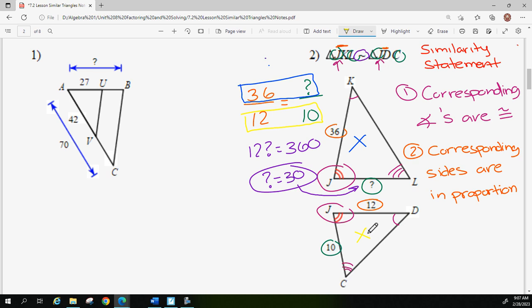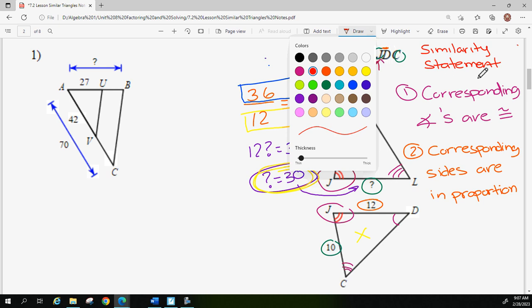It's potentially that you could write the smaller numbers on top of the fractions and the bigger numbers on the bottom. That's totally fine. You could still get the same answer. You just need to make sure you maintain consistency. So the numbers from one triangle go in the same place on top or on bottom.